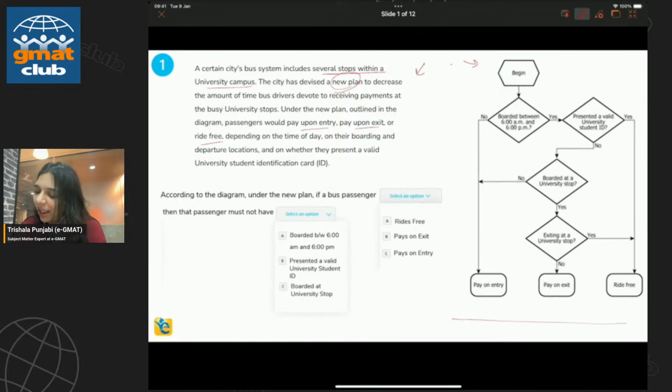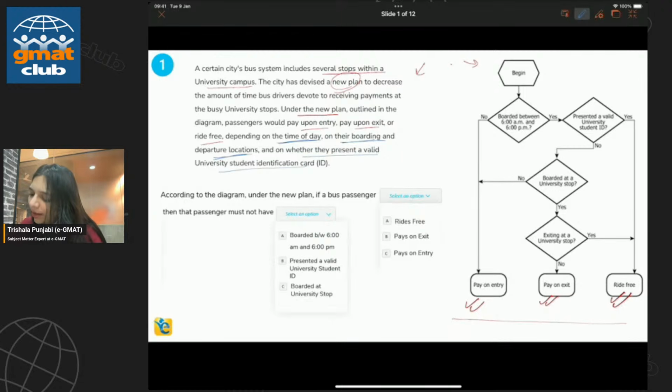Under the new plan, we have three particular outcomes. There are only three things that can happen, so we are going to start from the end. Either they will pay on entry, pay on exit, or ride free. These are the three outcomes. Now, what is it depending on? These are the output metrics, so what are the input metrics here? It depends on the time of day, boarding location, departure location, and whether they have a valid student ID card or not.